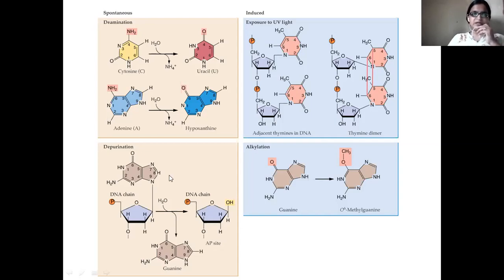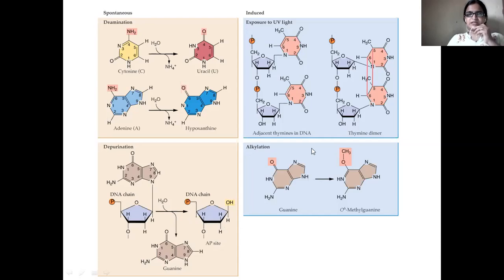And next is depurination. Depurination means, as I said in the previous slide, removal of the purine itself. This is the purine. Purines are double ring compounds. So here we have a double ring compound, and this double ring compound is attached to the sugar as usual, and this is the phosphate. So this is the nucleotide having a purine. When this purine is removed from the site, it is called an apurinic site. It will lead to an apurinic site, and this will cause many problems in the DNA.